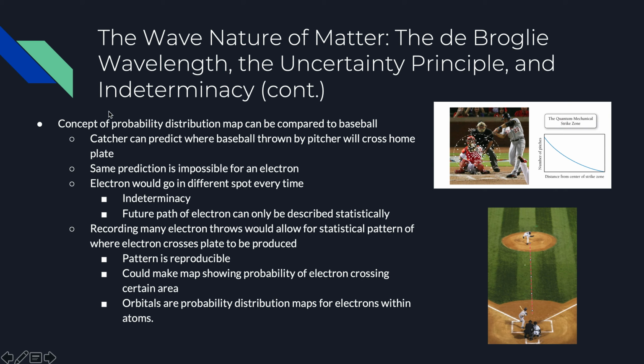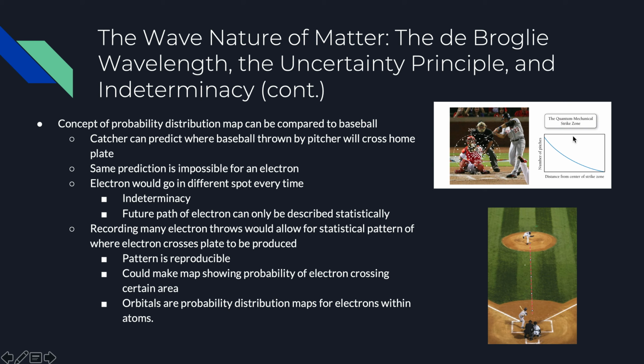And this concept of probability distribution map can be compared with baseball, as the catcher can predict where a baseball thrown by the pitcher will cross home plate. However, the same is impossible for an electron, as you cannot exactly predict where the electron will go, since you cannot know the trajectory of an electron, as the electron would go in a different spot every time, which is indeterminacy. So the future path of the electron can only be described statistically.